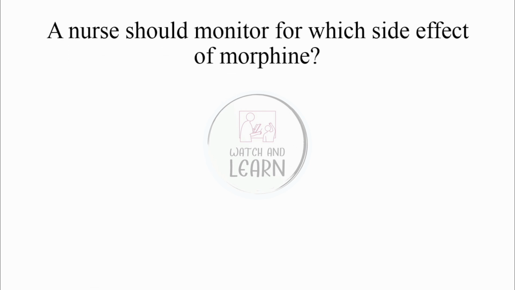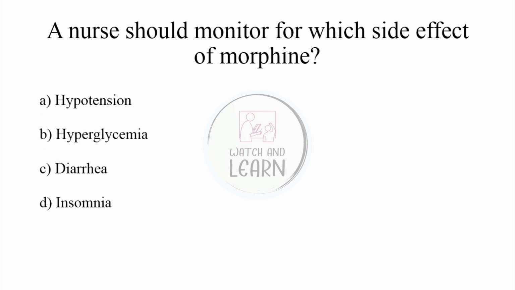A nurse should monitor for which side effect of morphine? Options are: option A, hypertension; option B, hyperglycemia; option C, diarrhea; option D, insomnia. The right answer is answer A, hypertension.